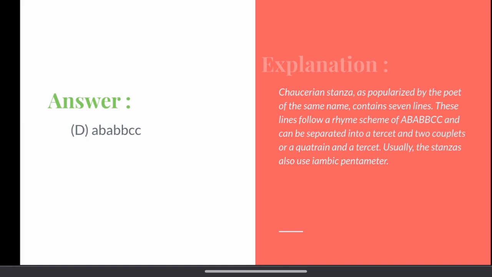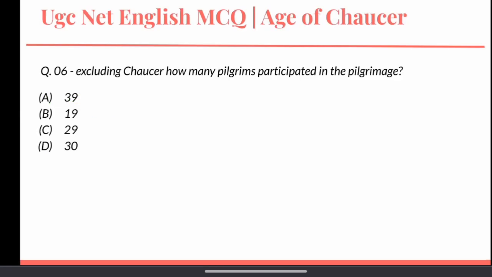The Chaucerian stanza, as popularized by the poet of the same name, Geoffrey Chaucer, contains 7 lines. These lines follow a rhyme scheme of ABABBCC and can be separated into a tercet and two couplets, or a quatrain and a tercet. Usually the stanzas also use iambic pentameter. Moving on to the next question.